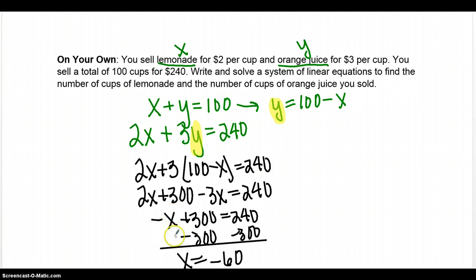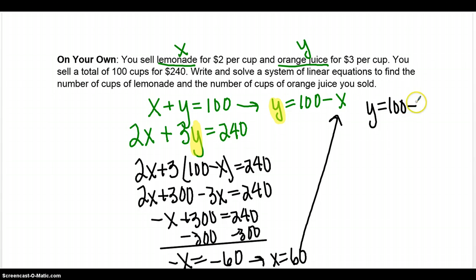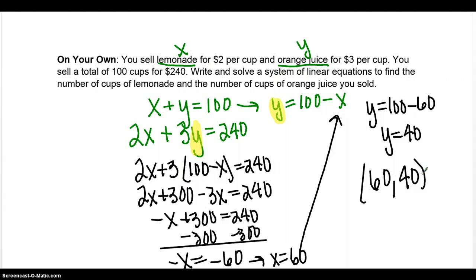But you have to be careful here. This is a negative x. This would be negative x equals negative 60. If you divide both sides by negative 1, x is equal to positive 60. Okay, that's kind of tricky. Then I need to plug x equals 60 back into this equation. So I have y equals 100 minus 60 and y equals 40. So this is my solution, 60, 40. If I were to interpret this, if I sold a total of 100 cups and I made $240, I sold 60 cups of lemonade.